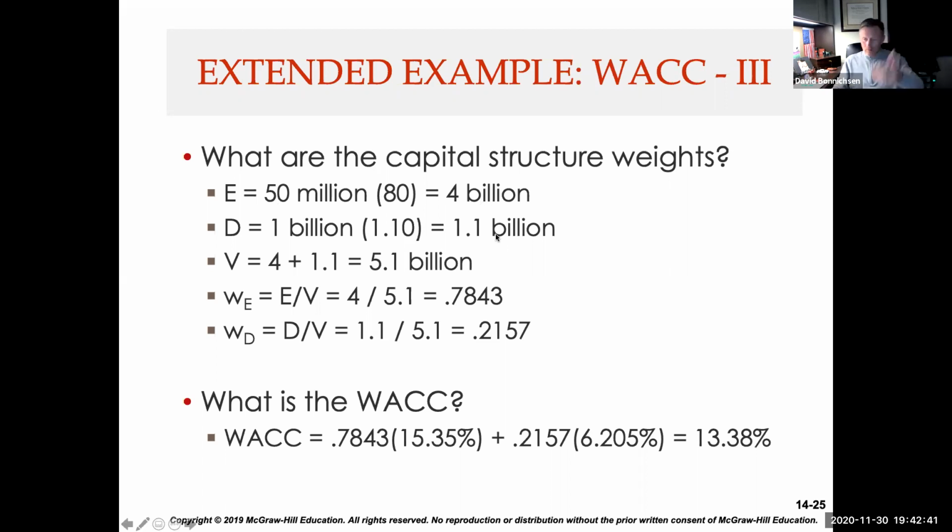The total value is the equity plus debt, 5.1 billion. The weight of our equity is the equity over the value of the firm, so 78.4% of our business is financed with equity, and the remaining is financed with debt. So our weighted average cost of capital in this example is the weighting of our equity times our cost of equity, plus the weighting of our debt times the tax-adjusted cost of debt.